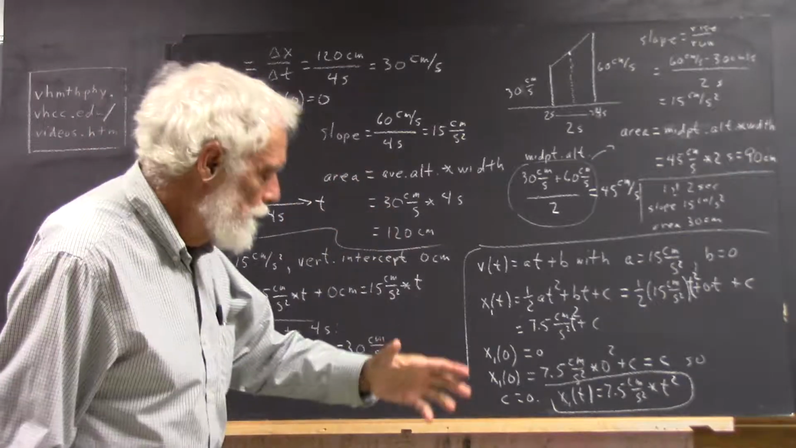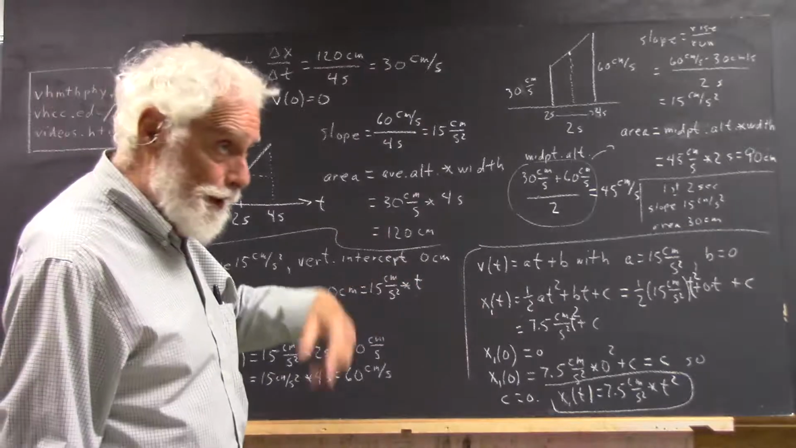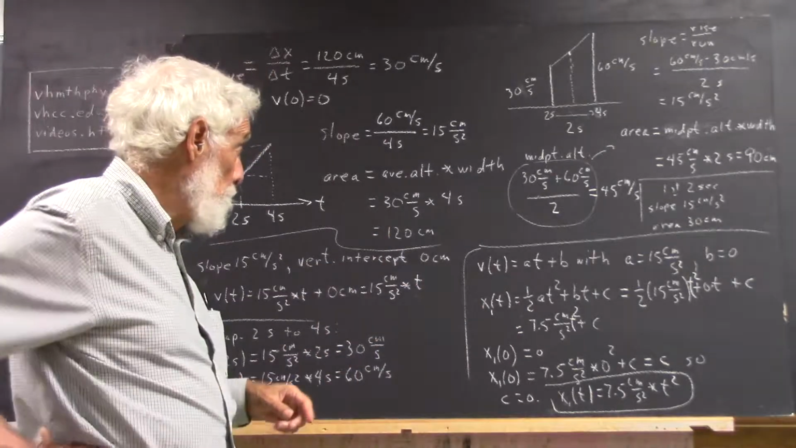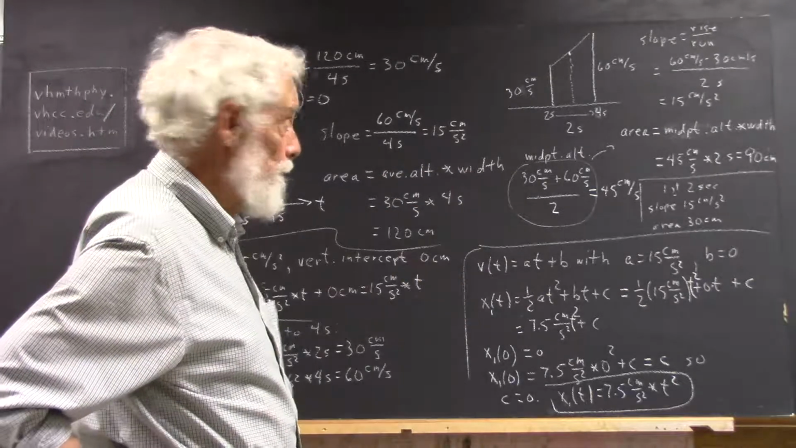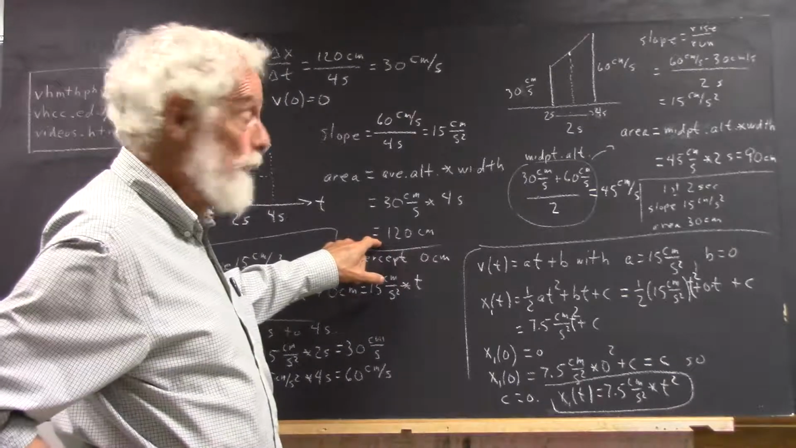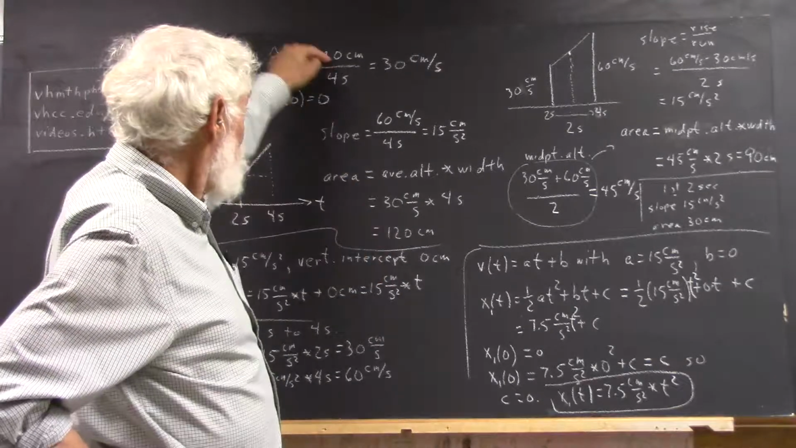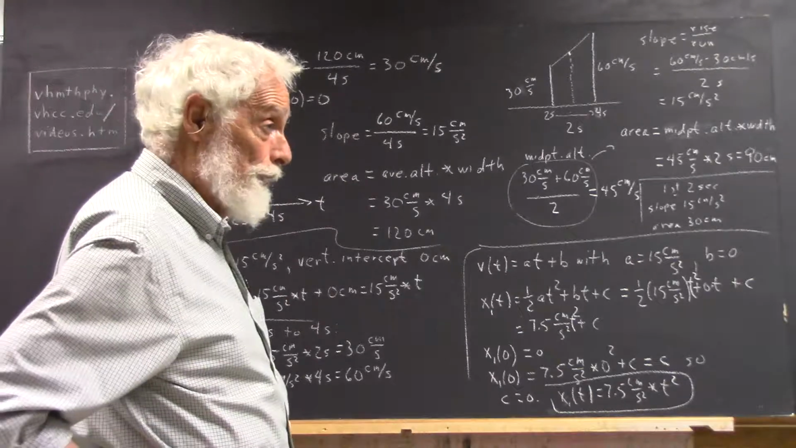We want to make these connections. Good way to deepen your knowledge of the calculus while you're learning the physics, and then the calculus really enhances your physics too. Okay, anyhow, the average altitude times width, 30 centimeters per second times 4 seconds, 120 centimeters, and it darn well better be 120 centimeters, because that's the displacement.